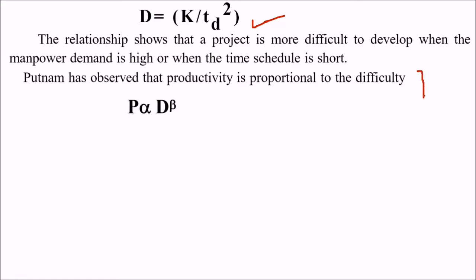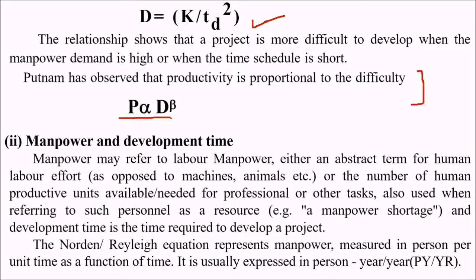Putnam has observed that productivity is proportional to the difficulty. This is the relation with a certain constant beta.